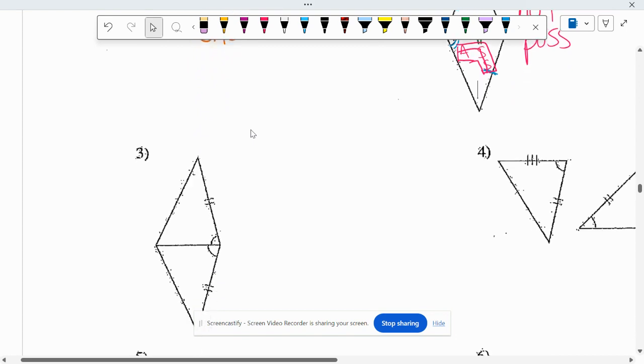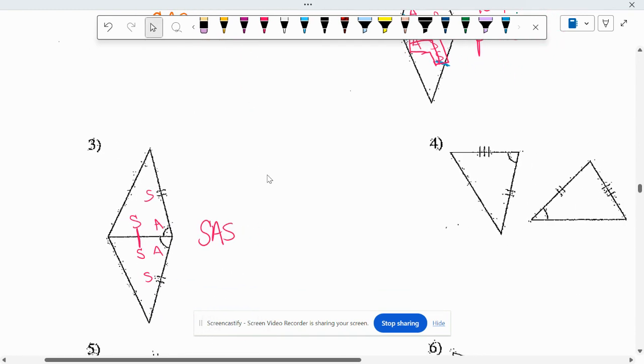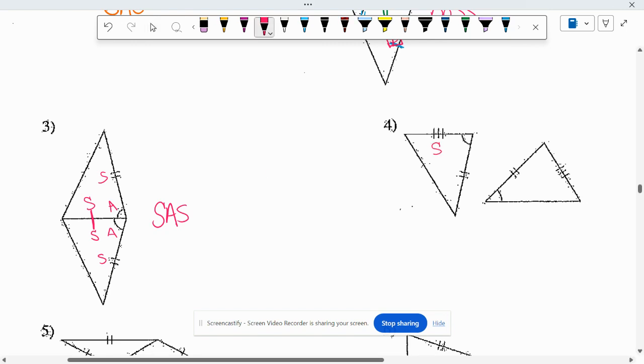Okay. Number 3. Let's see, we have our shared side. So side, angle, side compared to side, angle, side. So this one is good. What about number 4? No. It's good on the first one, but the second one it fails.